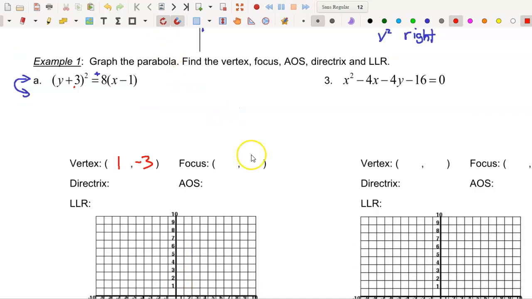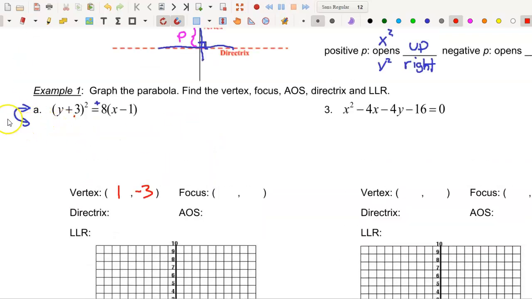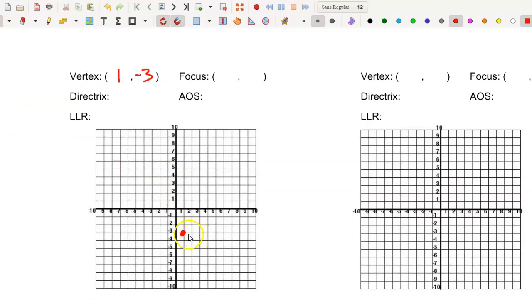And now to find everything else, well, we could do the axis of symmetry. We do know it's opening left, right, so we know the axis of symmetry is going to look like this. Horizontal line goes through at -3. All right, so we got an axis of symmetry at y equal -3. Okay.